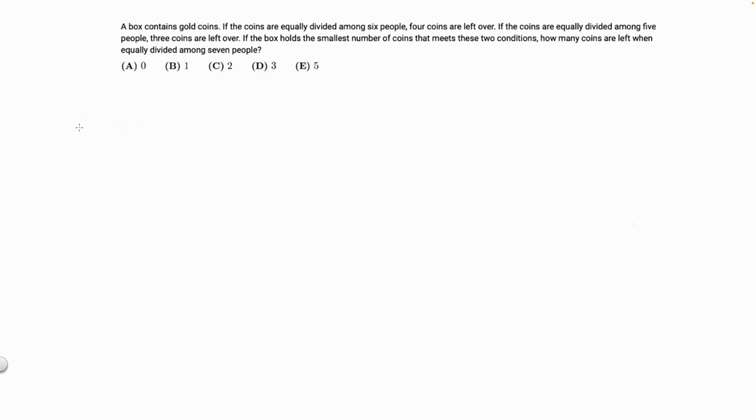So from the problem given, we have two conditions. First one is if it's divided equally among 6 people, there are going to be 4 coins left over. If it's equally divided among 5 people, then there's going to be 3 coins left over. And we can start with an initial guess of 4 because we know that there must be at least 4 coins to leave a remainder of 4 when divided by 6.